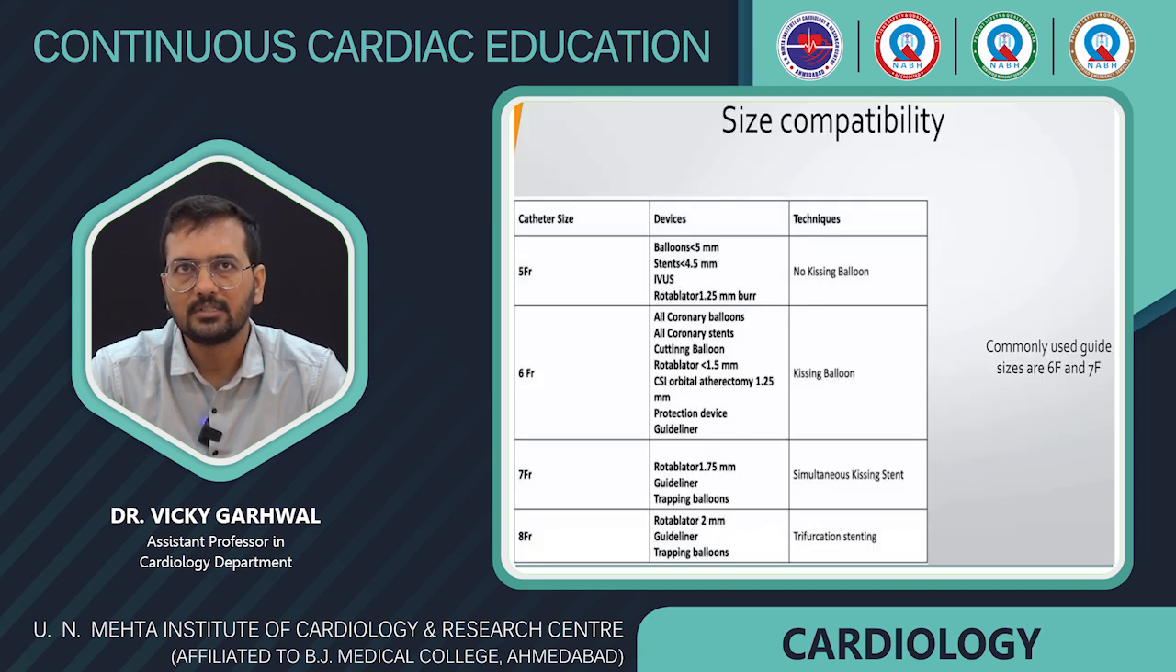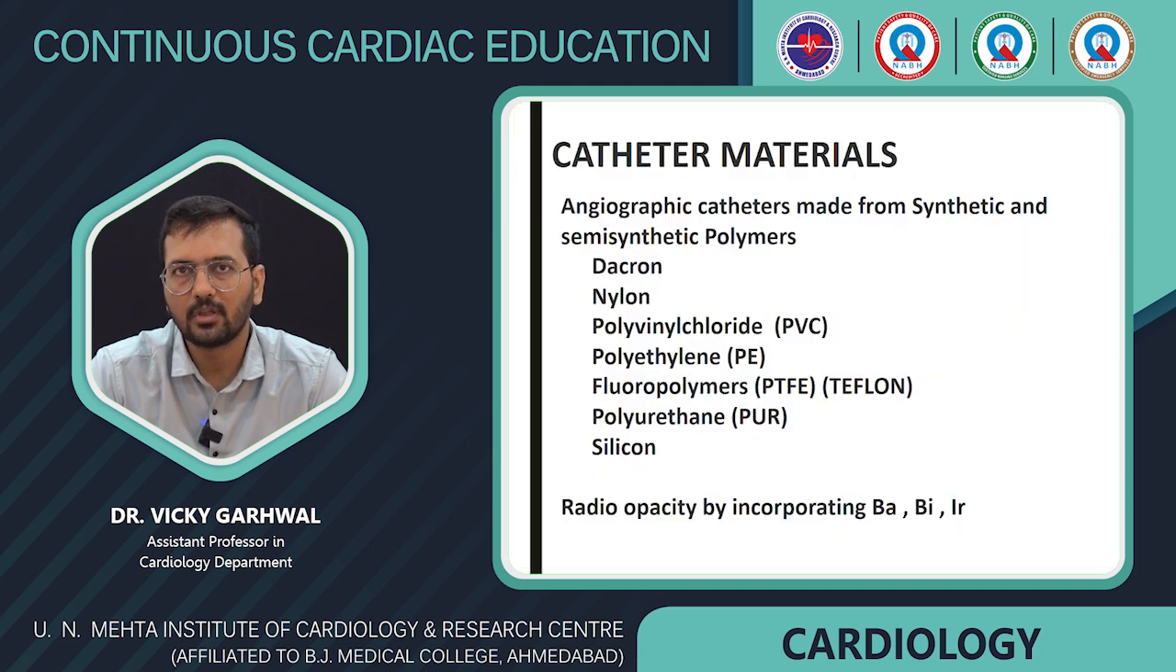Various French catheters have different passability. 5 French allows balloons of less than 5 mm and stents of less than 4.5, and we cannot do a kissing balloon on 5 French catheters. With 6 French catheters, all coronary balloons and stents are passable, and we can use Rota up to less than 1.5, and GuideLiner can be used with 6 French also. For 7 French, a Rotablator burr of 1.7 mm can be used. GuideLiner and trapping balloons can be used, and we can do simultaneous kissing stenting, like in DK Crush. With an 8 French catheter, we can use a Rotablator burr up to 2 mm, and it is mainly used for trifurcation stenting.